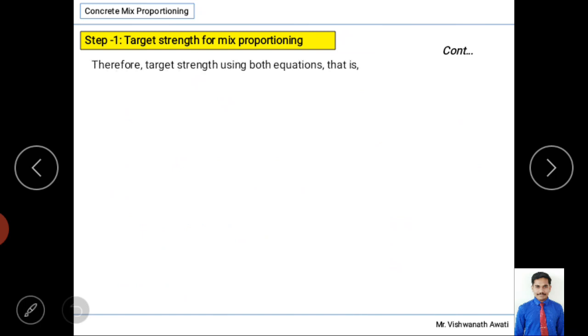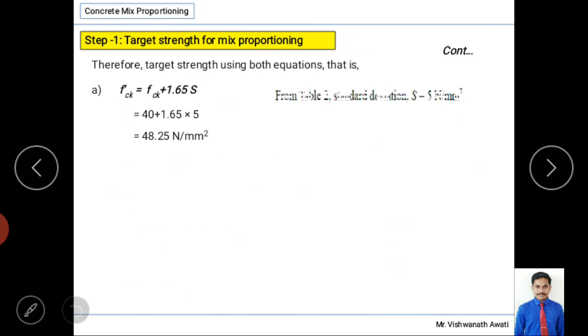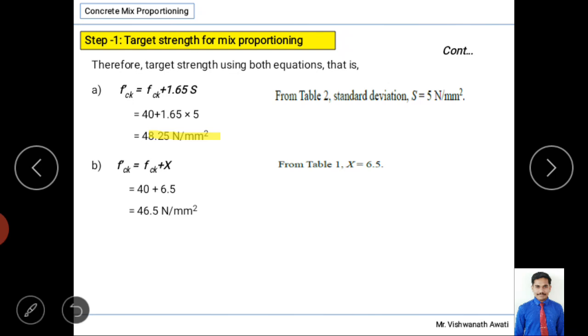Next step means what? To calculate the target strength using both equations. If you use the first equation, f dash ck equal to fck plus 1.65 s, as I told, from table 2 we got a value of s is 5, and if you substitute the value of 5, then you will get a strength of 48.25 Newton per mm square, right? One more formula is there, f dash ck equal to fck plus x. The x value we got from table 1, and if you substitute the value of x, 6.5, then you will get a target strength of 46.5.